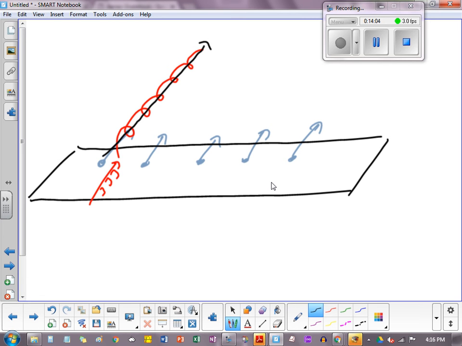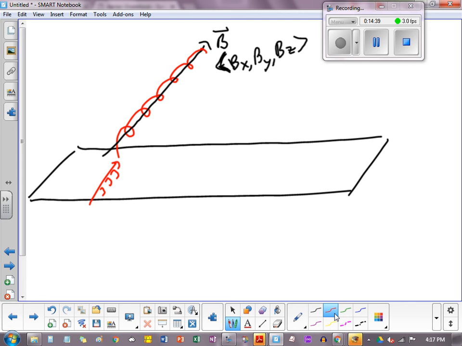And the reason is what the B field line can and cannot do. The B field line can only influence the velocity and momentum of the particle in a dimension other than the dimension it points in. So for example, if your B field vector is b sub x, b sub y, b sub z, and your velocity is coming in, velocity equals v sub x, v sub y, v sub z.